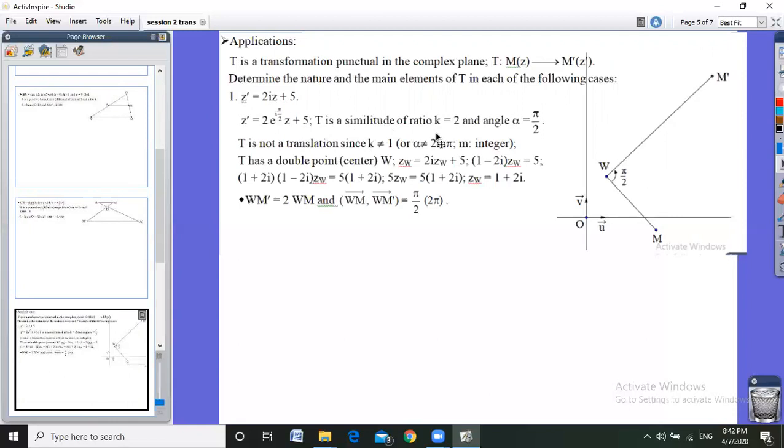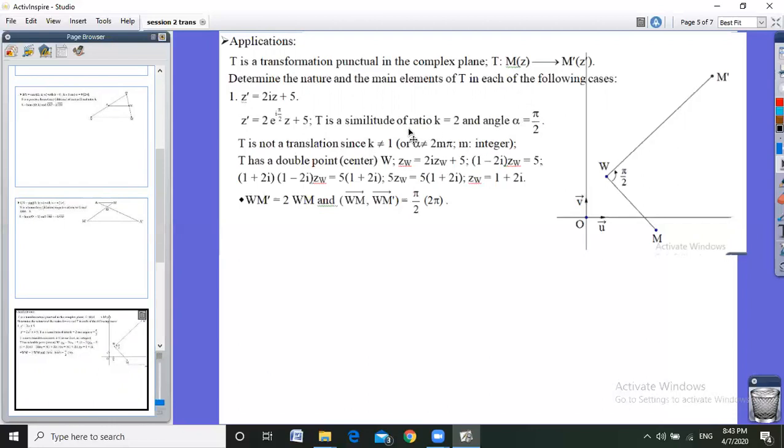T is a similitude since we have the general case here: K is a strictly positive number and alpha not equal to 0 and not equal to pi. So in this general case, T is a similitude of ratio 2 and angle pi over 2. T is not a translation since its K is different than 1, and its alpha is different than 0 mod 2 pi. So it is a similitude.